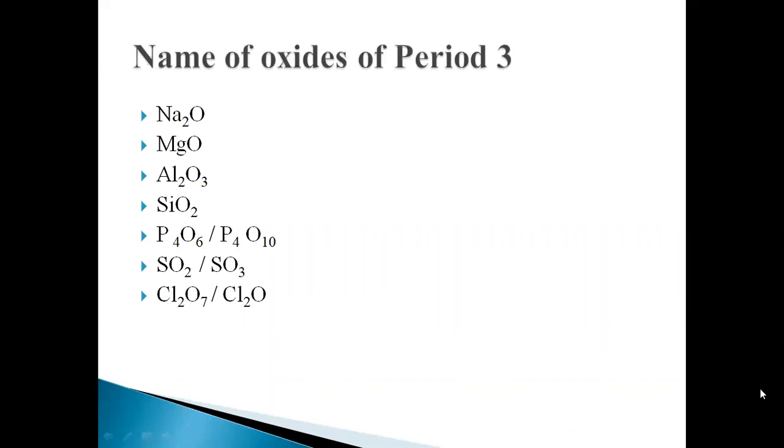When sodium reacts with oxygen, it forms sodium oxide. When magnesium reacts with oxygen, it forms magnesium oxide. Then aluminium oxide, silicon dioxide, and phosphorus oxides. There are two types of phosphorus oxides, then sulfur dioxide, and then chlorine oxides. And argon is not involved in oxides because argon is a noble gas. It never reacts with any other elements because it is itself a stable element. It neither needs to gain an electron nor to lose an electron.